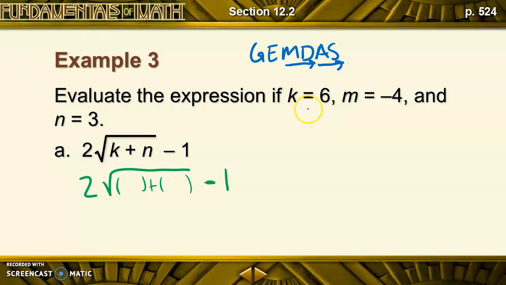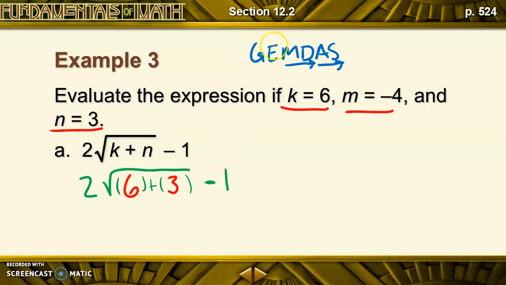We're going to plug in our values for K, M, and N, and then we're going to follow our order of operations. It says 2 times the square root of K plus N. K is 6, and N is 3. Cool. Now we can go ahead and follow our order of operations.